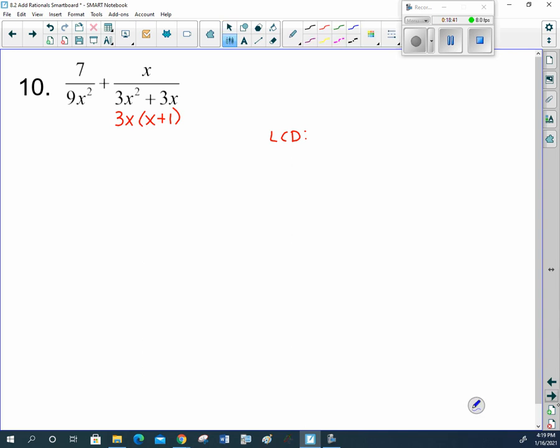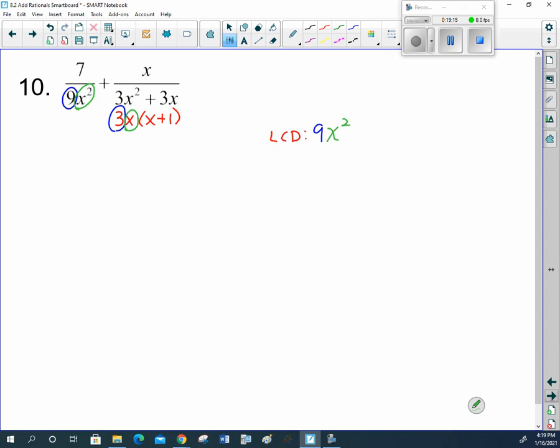So I try to think if I only had a 9 and a 3, what would be the lowest common denominator between a 9 and a 3? Well, that would be a 9. Then I move to just the single variables. This one is an x squared, and this one is an x. So the lowest common denominator between those two would have to be an x squared, because remember, they have to look the same. So I'd have to multiply the one on the right by an x to make it an x squared. So I need an x squared.